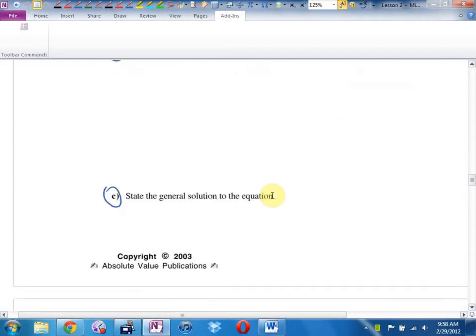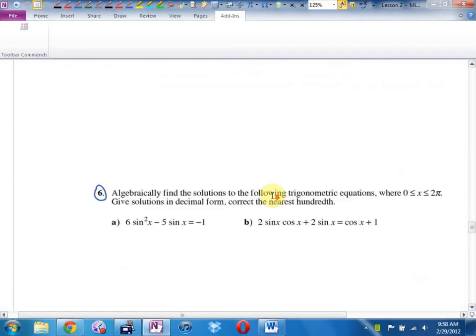Questions to go over from the homework. 6B.